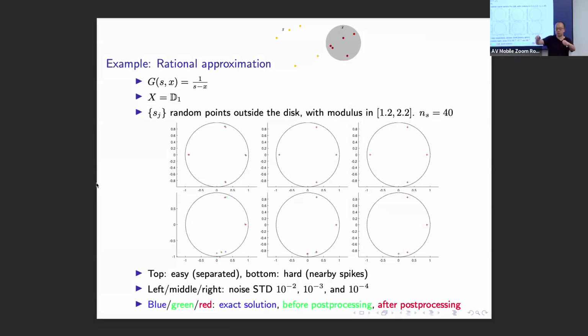So they are not too close to the boundary of the disk, but they're also not far away. If they're too far away, they don't contain much information because you have this 1 over x decay, right? So they're somewhat far away, which still provides you information. So let me explain the picture here.